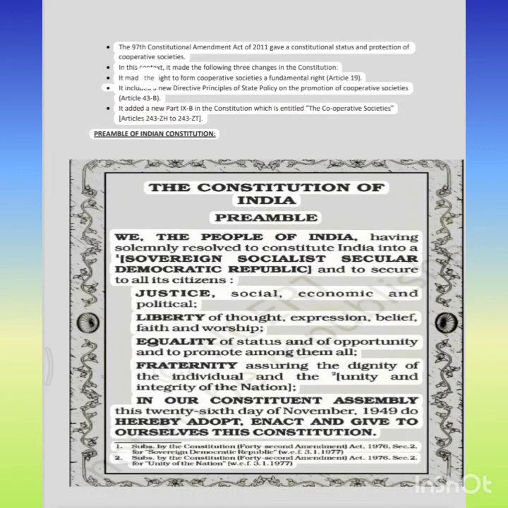It made the right to form cooperative societies a fundamental right, Article 19. It included a new directive principle of state policy on the promotion of cooperative societies, Article 43B. It added a new Part 9B in the Constitution which is entitled The Cooperative Societies, Articles 243ZH to 243ZT.